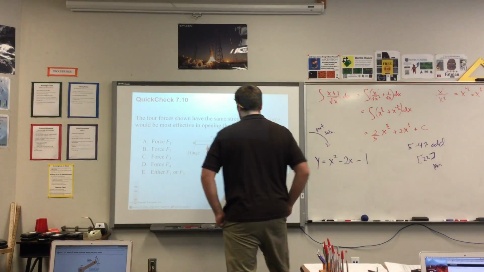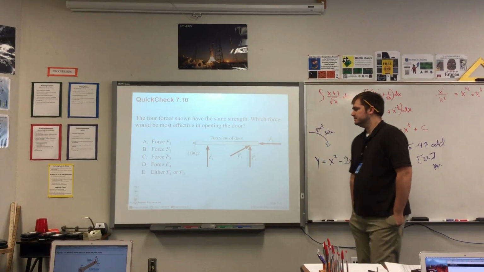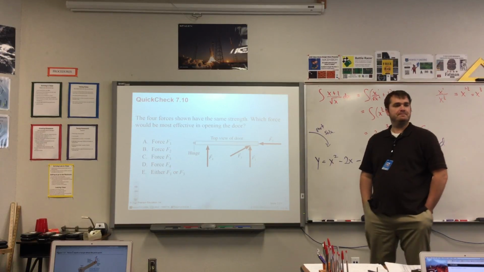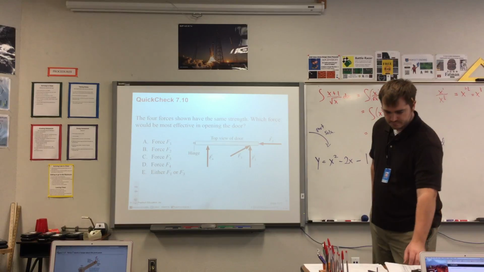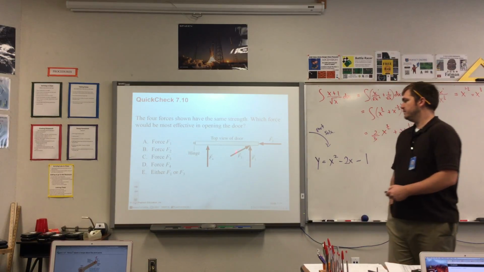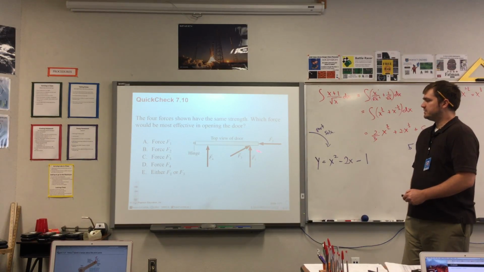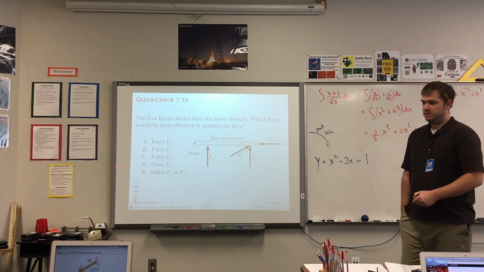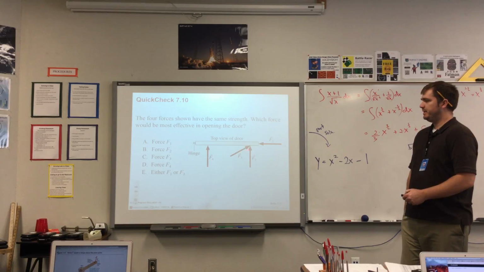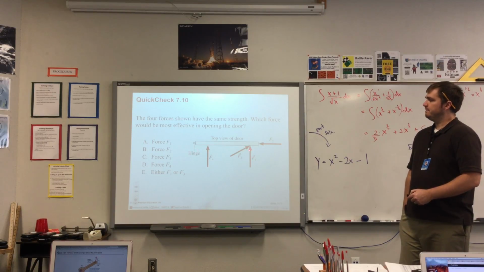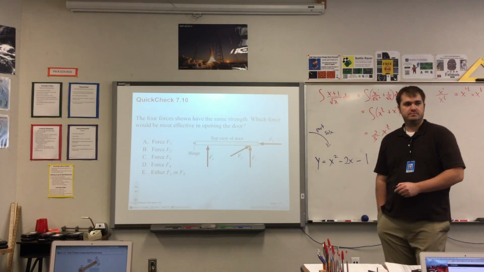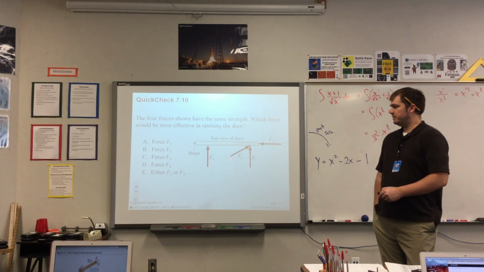All right, Juan, what do you think? Which one would be the best? Force 1. Why? Because it's farther away from the hinge, and it's perpendicular to the door. Okay, it's farther away than F4. F4, yes. I would agree that's why it's better, but it's not farther away than F3. That's true, but it's perpendicular unlike F3 and F2. Okay, so it's perpendicular, so that would mean that it's better than F3.